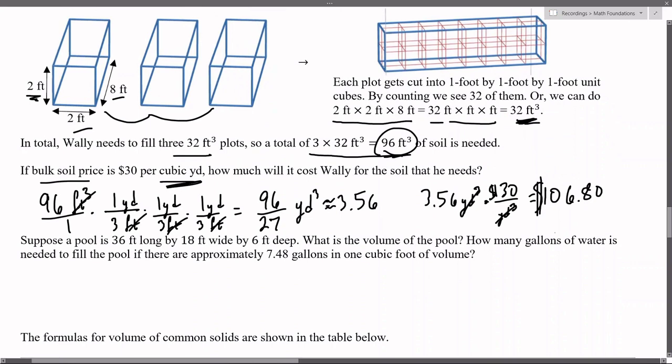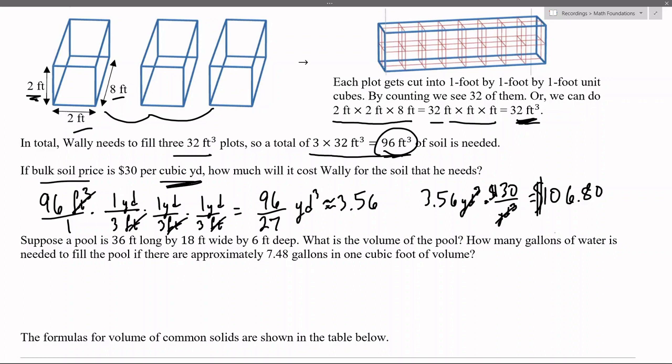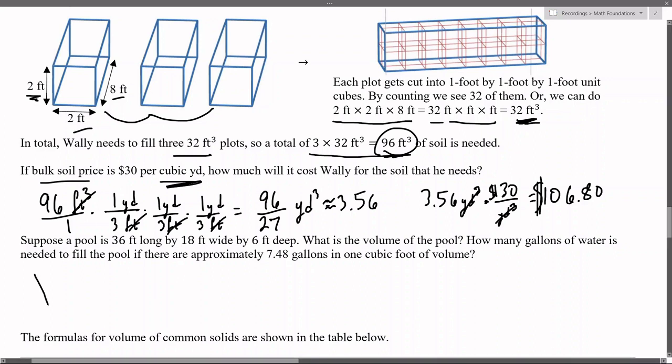Now, suppose a pool is 36 feet long and 18 feet wide by 6 feet deep. What is the volume of the pool? We have something like this. I'm trying to draw this somewhat accurately. It's going to be 36 feet long, 18 feet wide, and it's going to be like 6 feet deep, something like this. Trying to give you the perspective there. It's going to be 6 feet deep.